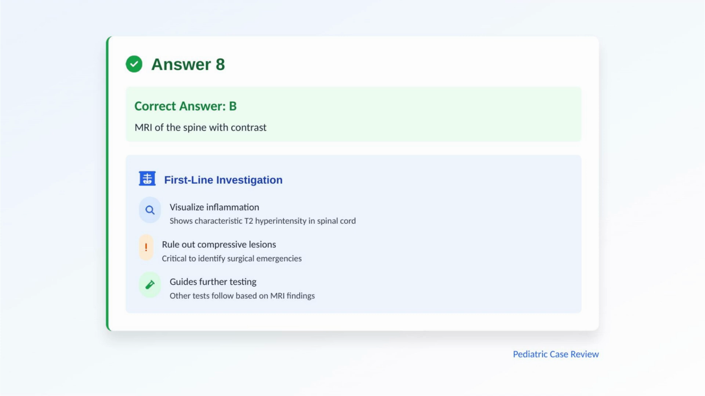MRI of the spine with contrast is the first-line diagnostic test for suspected transverse myelitis. It allows visualization of spinal cord inflammation and helps rule out compressive lesions requiring surgical intervention. The characteristic finding is T2 hyperintensity within the spinal cord, often spanning multiple segments. Contrast enhancement may show the inflammatory nature of the lesion. While other tests like lumbar puncture and blood work are important, MRI should be performed first to guide further management.